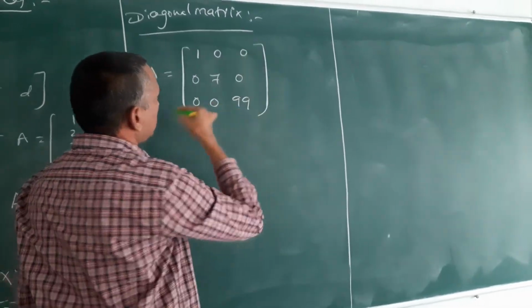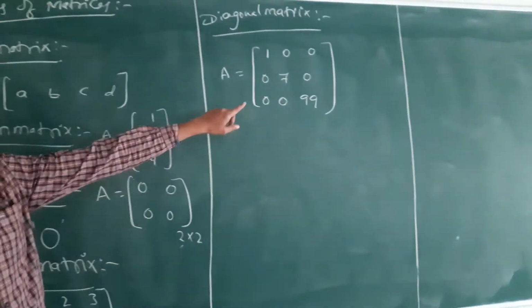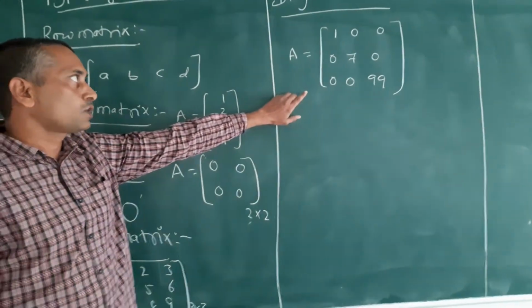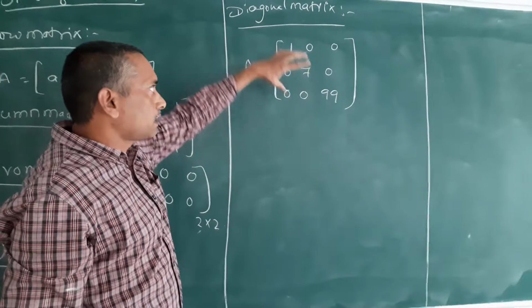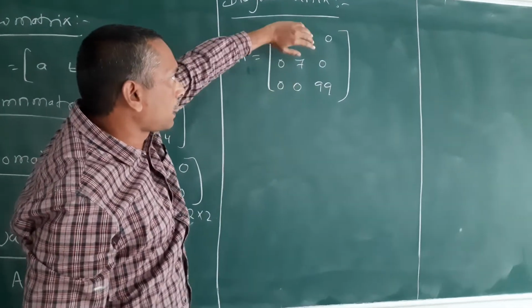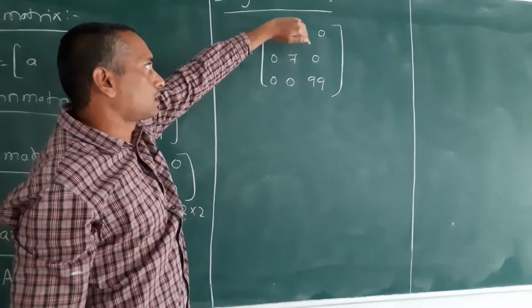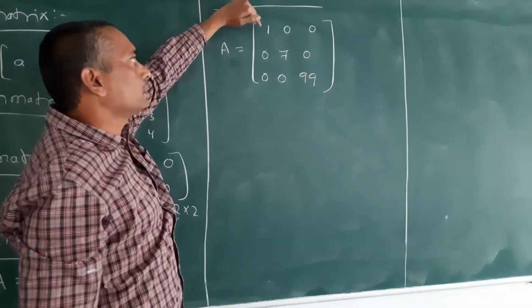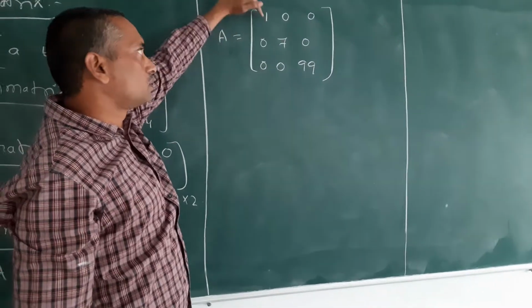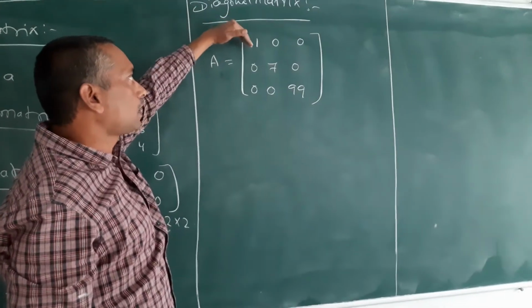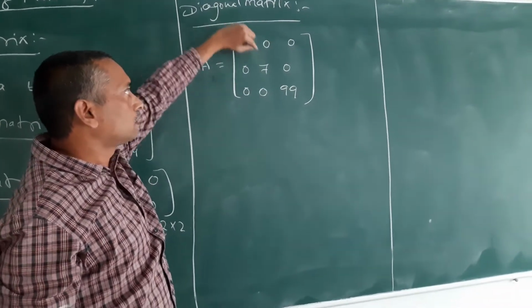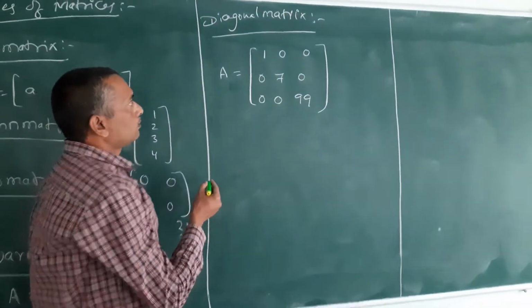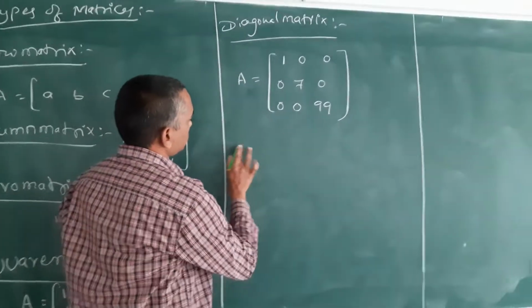What is diagonal matrix? A square matrix whose all non-diagonal elements are 0 and at least one diagonal element is non-zero is called a diagonal matrix. Next, unit matrix.